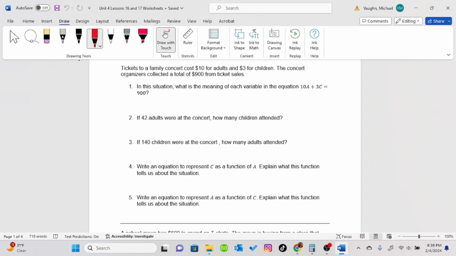So we have two variables. We have a and we have c. A is associated with 10. And if we go back to the word problem, $10 is for the adult tickets. So A represents the number of adult tickets sold.